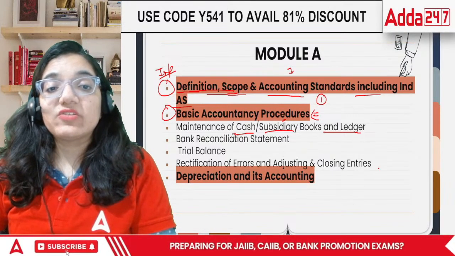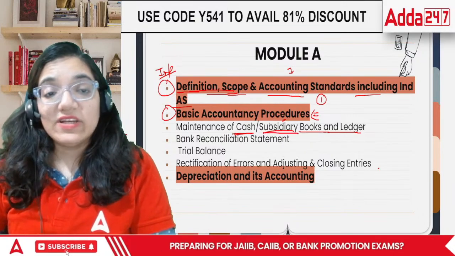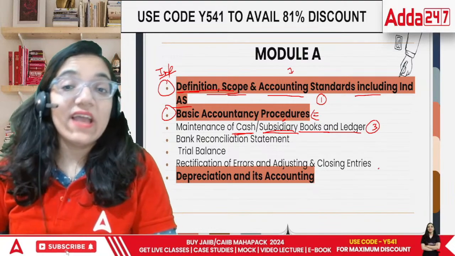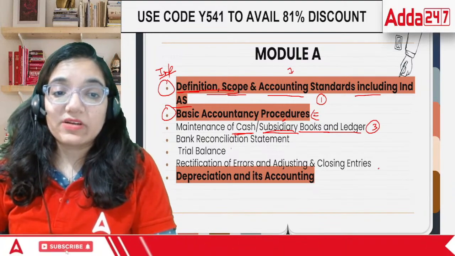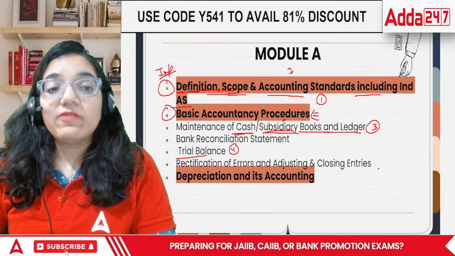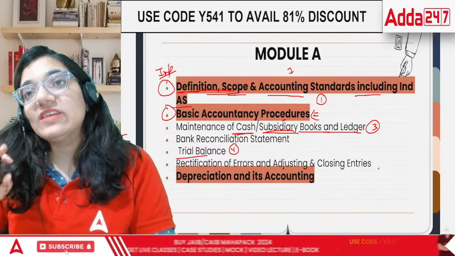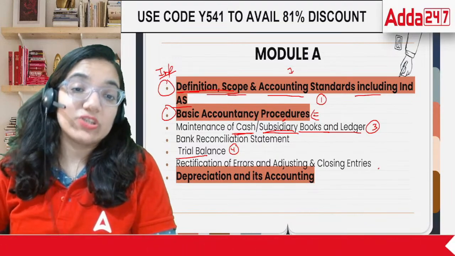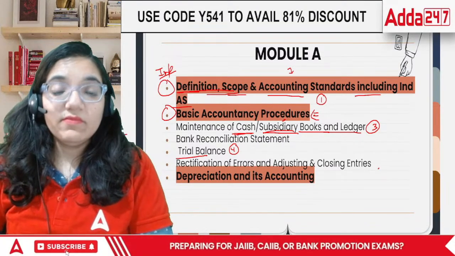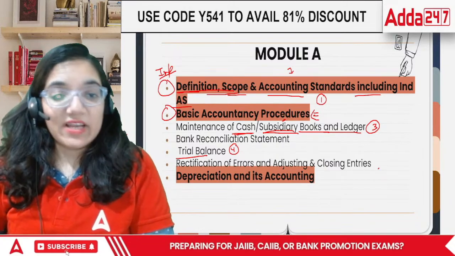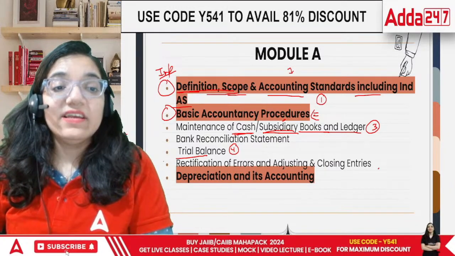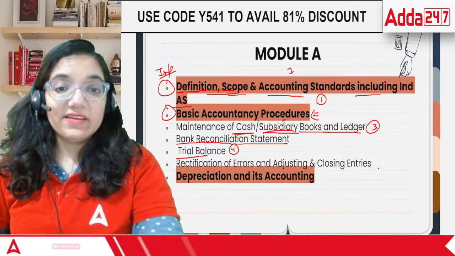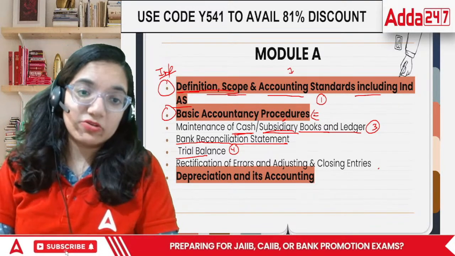Now, maintenance of cash or subsidiary books or ledger. This is third in the chapter sequence as well. After this chapter comes the area of trial balance. Always do it in this sequence, because in this case you will be able to go through the accountancy portion in more detail. Then, once you are done with the trial balance, the next chapter is bank reconciliation statement. When we talk about bank reconciliation statement, what is this topic about?